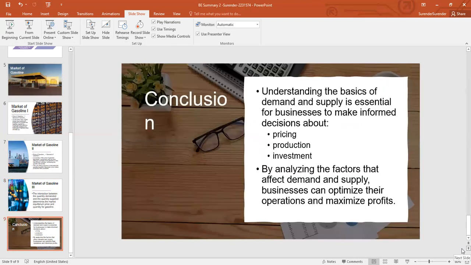In conclusion, we can say that the basics of demand and supply are essential for businesses to make informed decisions about how pricing will be made, how the production of the product will be made, and how the investment related to the product will be made by the manufacturers. After analyzing the factors of demand and supply and having a better understanding of the concept, producers can have more benefits according to the situation. Now I will be concluding my presentation.